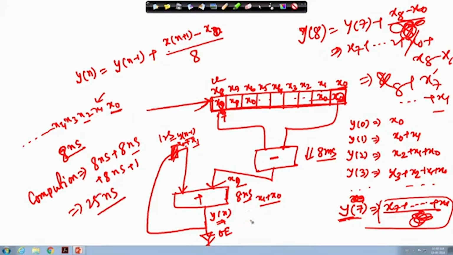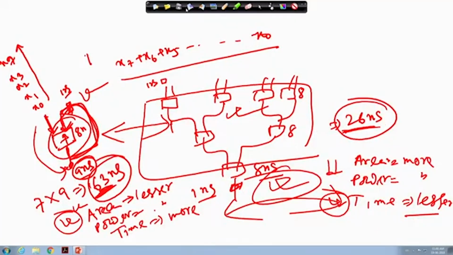And what is the hardware cost? It is 2 adders, if I consider adder and subtractor same, and registers, total 10 registers I think, if I consider each of these cells also as one register. So, 10 registers. Okay.